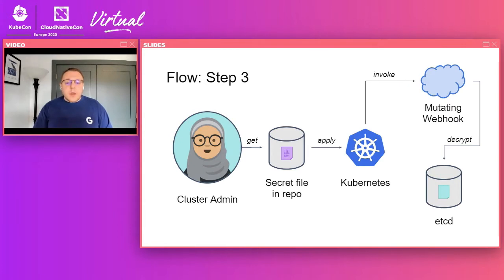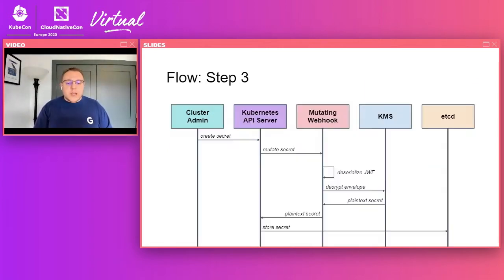And then finally, our cluster administrator pulls the Kubernetes secret file or the manifest that contains the Kubernetes secret with the encrypted secret from the repository and pushes it to the Kubernetes API server. The API server leverages a mutating webhook, which decrypts the secret before storing it in etcd. Now, Kubernetes pods and services which have proper permissions to access the plaintext secret are able to do so directly via the Kubernetes API.